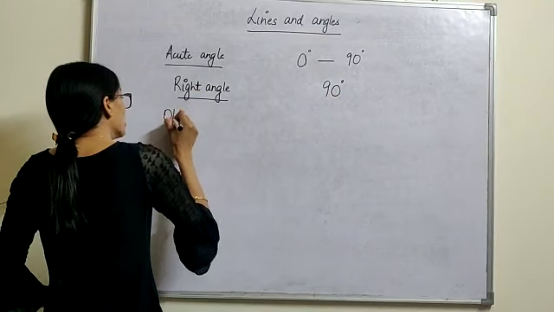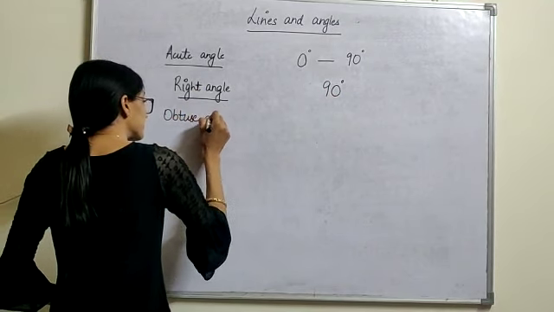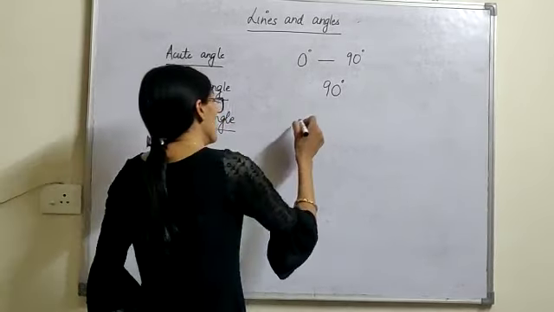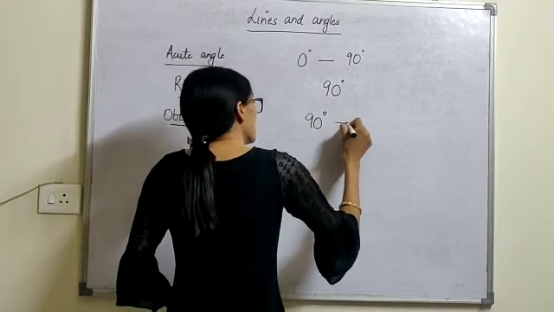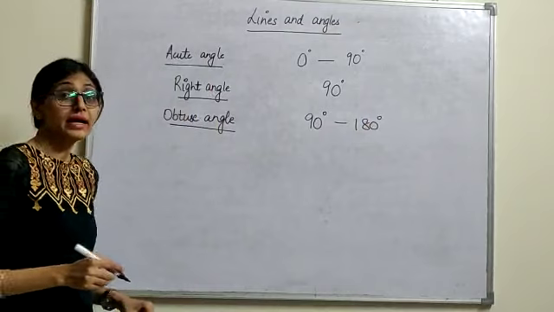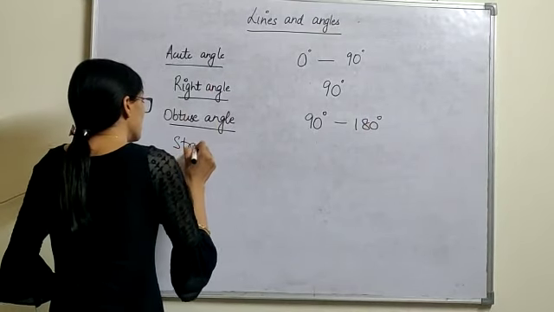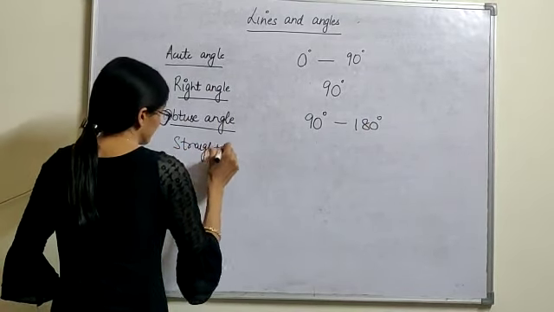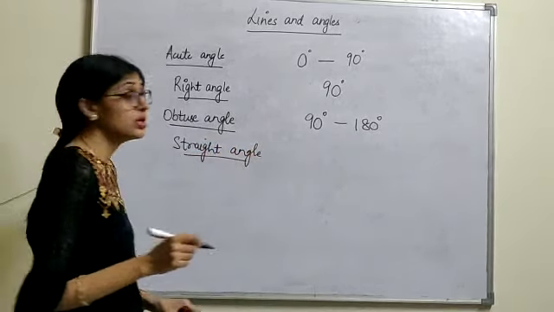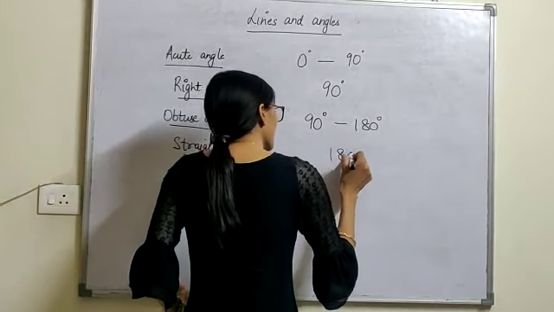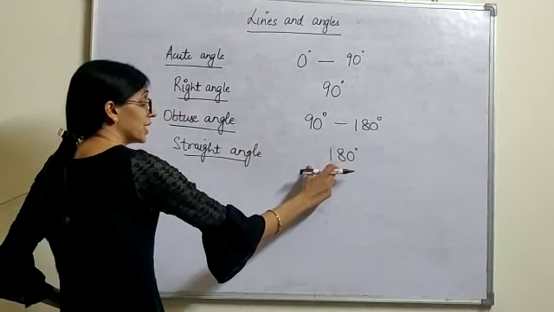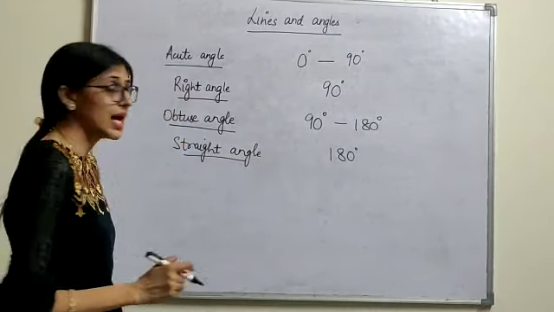Third is obtuse angle. An angle which measures between 90 degree to 180 degree is known as an obtuse angle. Next is straight angle. An angle of the measure 180 degree is known as a straight angle.